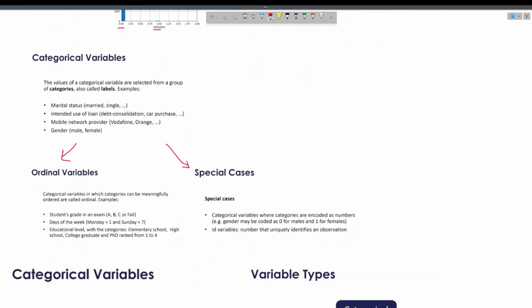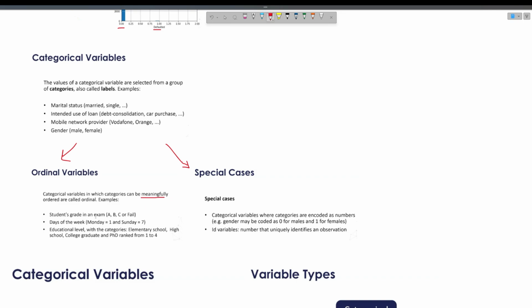Now, talking about the categorical ones, we have just learned about the numerical ones. Categorical variables, as you can understand, are related to words and they define some categories. First of all, we have ordinal variables. So what are the ordinal ones? Here you can see categorical variables in which the categories are meaningful. It's interesting that the categories are meaningful.